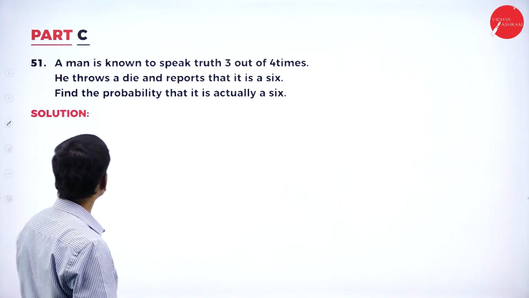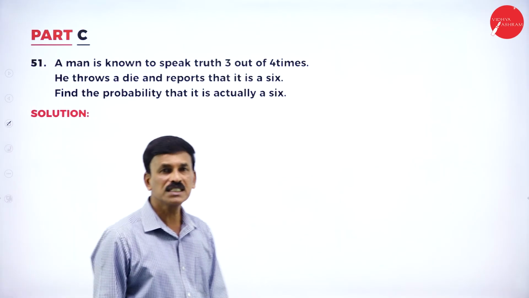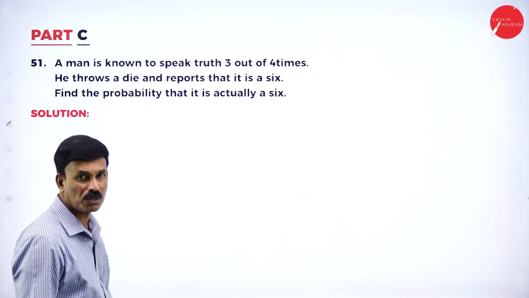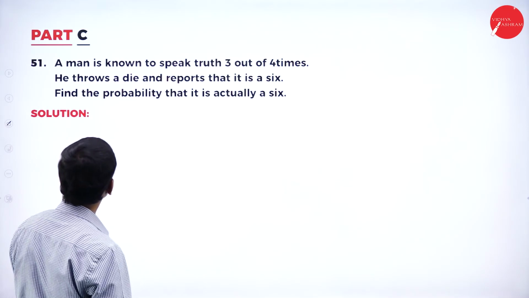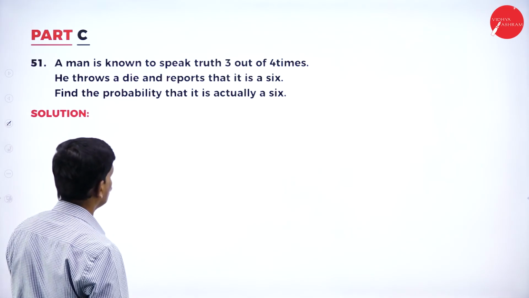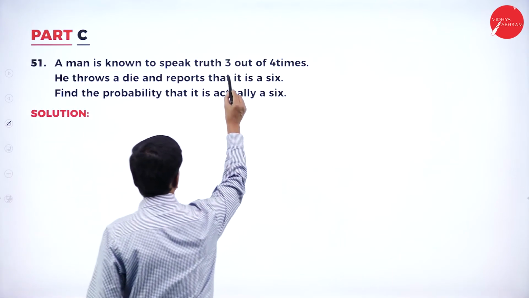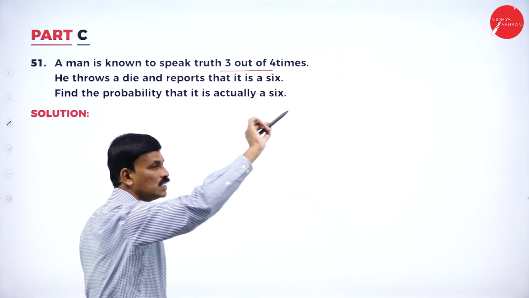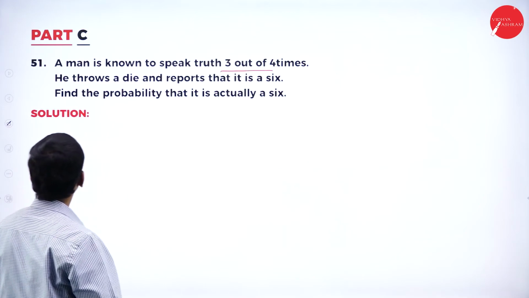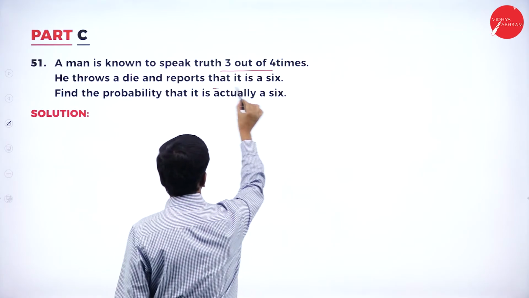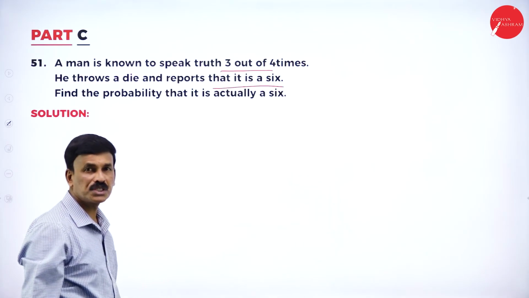From probability, this is also an important problem. This can be solved using the Bayes theorem. What is given? This is a familiar problem. A man is known to speak truth 3 out of 4. So whenever he says 4 words, in that 3 are true and 1 is false. So he throws a die and reports that it is a 6.